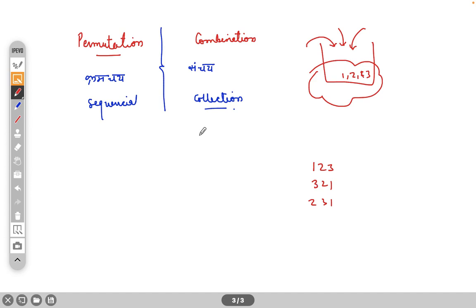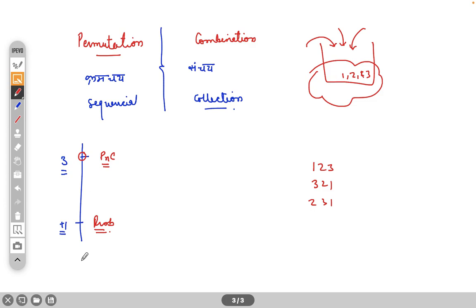Now, how important is this chapter? This chapter has 3 plus 1 type of importance. What is the meaning of 3 plus 1? 3 direct questions from the chapter will come, PnC. 1 question in probability will come from this. 1 question of probability will be linked to permutations.